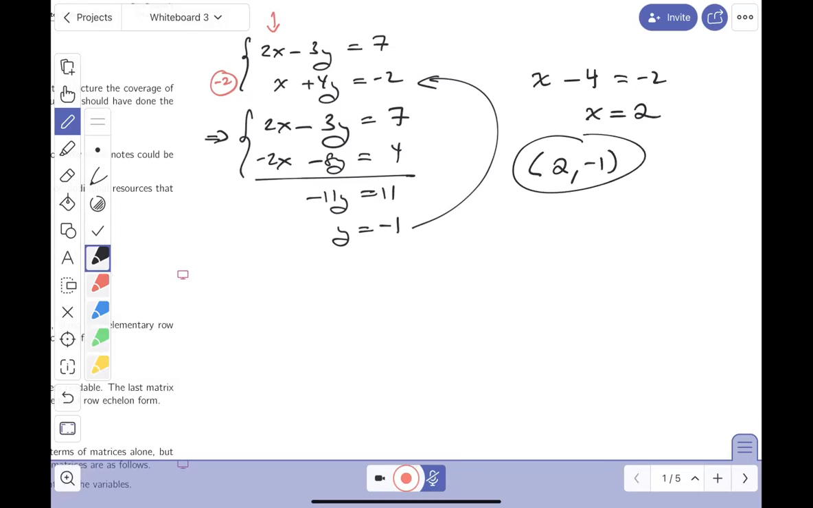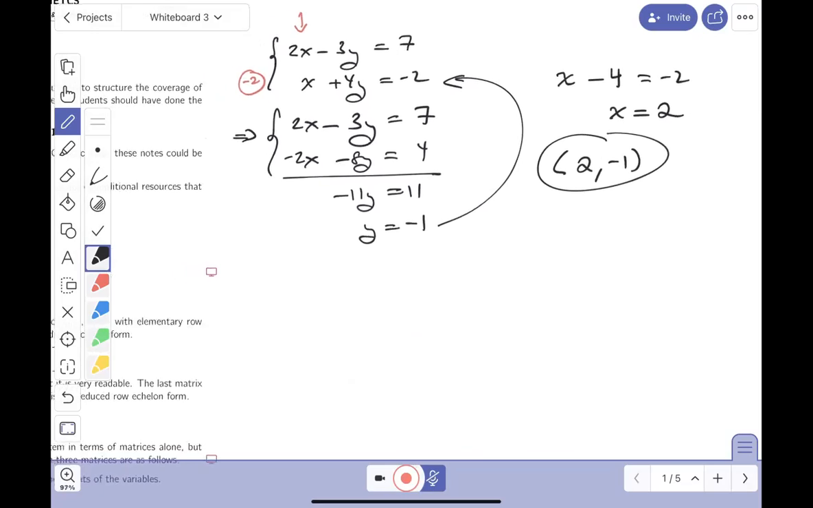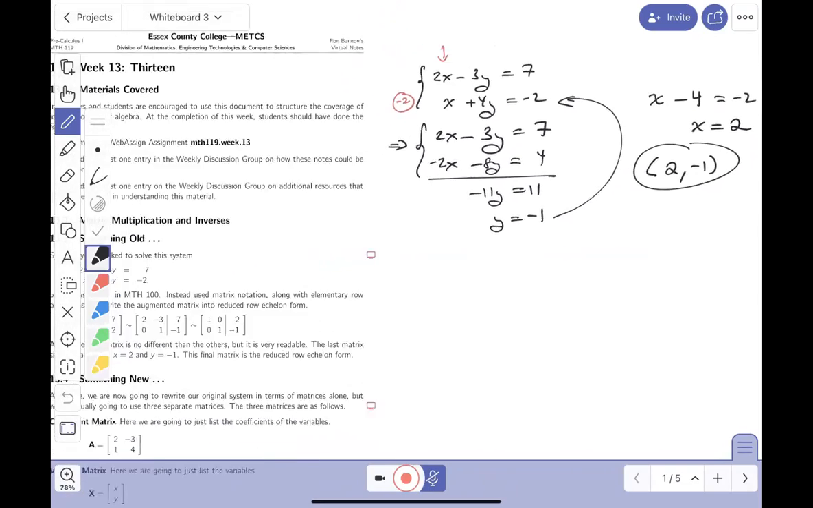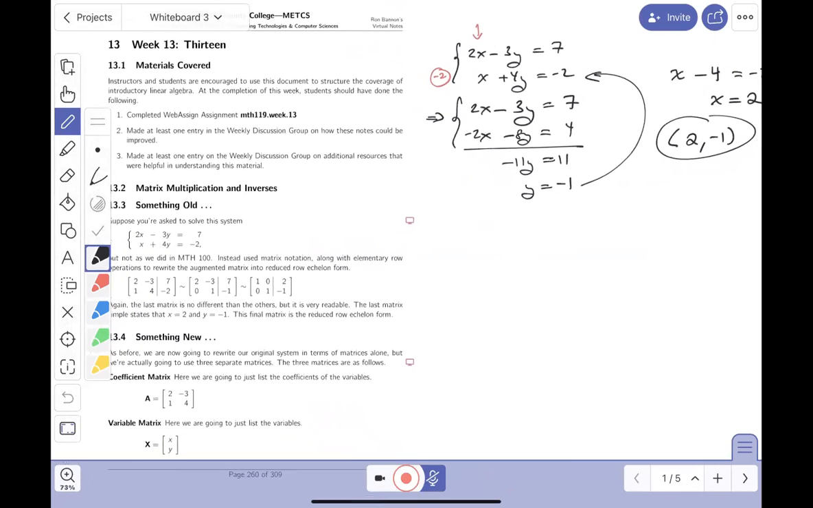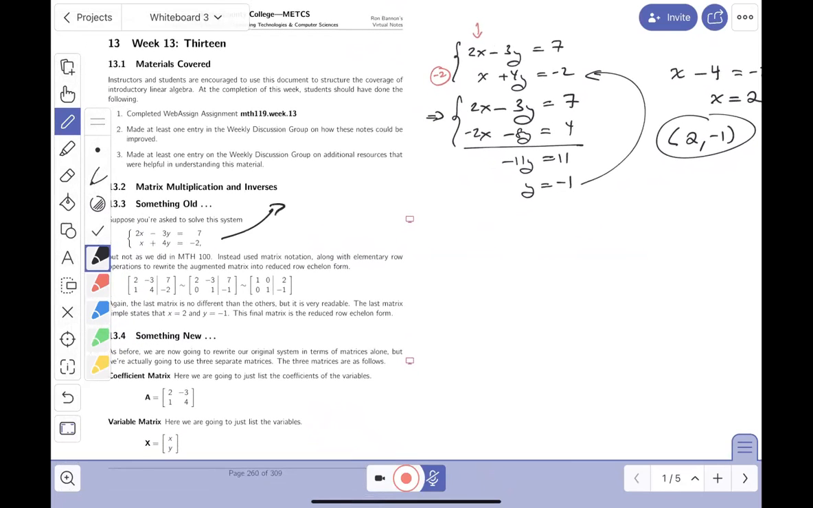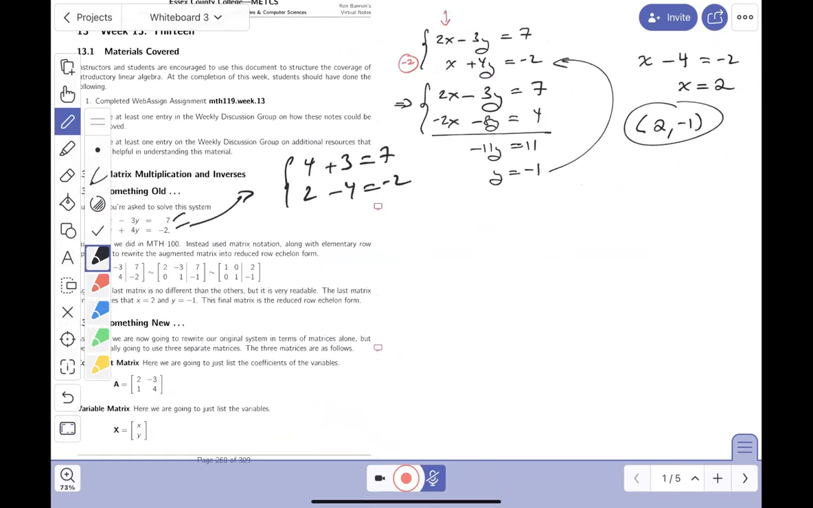Now, by the way, I'm rather retentive. I want to check it. Where would I check it? I'm going to go back over here and check in the original system, see if it works. I believe x is 2. This would be 4, 2. And I believe y is -1. That'd be +3, -4. 4 plus 3 is 7. 2 minus 4 is -2. And I'm seeing that. All right. So that's what you did in Math 100.